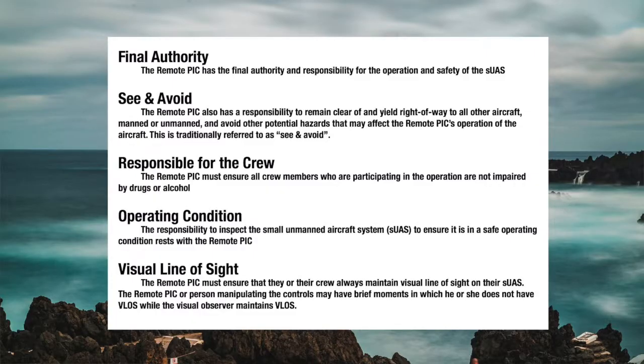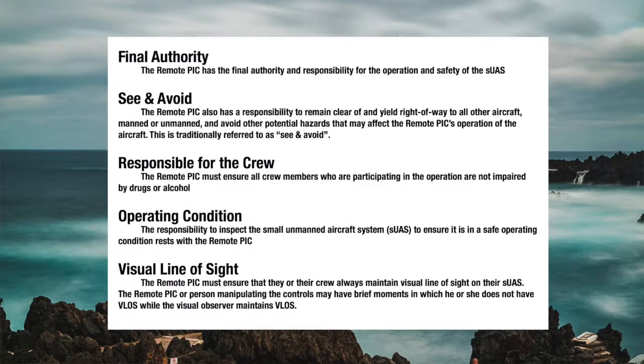Number 2 is see and avoid. The remote PIC also has a responsibility to remain clear of and yield right of way to all other aircraft, manned or unmanned, and avoid other potential hazards that may affect the remote PIC's operations of the aircraft. This is traditionally referred to as see and avoid. We're going to talk about this more in the later lessons, but basically you want to remain clear of all other aircraft. The next thing is that you're also responsible for the crew.